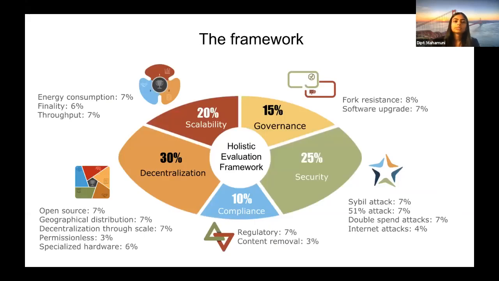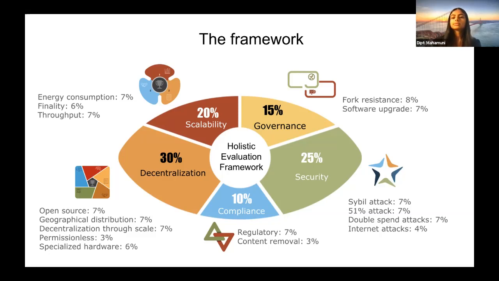So now I present my framework. The primary reason for using a blockchain in a business application is the trust and the security that comes with decentralization. Therefore, this model assigns most of the weightage to security and decentralization requirements alone.